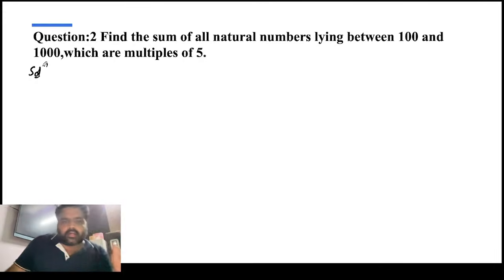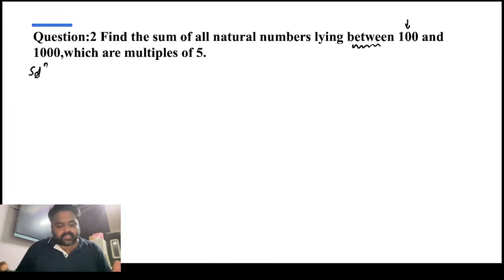Now try to solve this question. Find the sum of all natural numbers lying between 100 and 1000 which are multiples of 5. What we need to do is find the sum of all the natural numbers lying between 100 and 1000 which are multiples of 5. Since the word is "between," we should not count 100 and 1000.